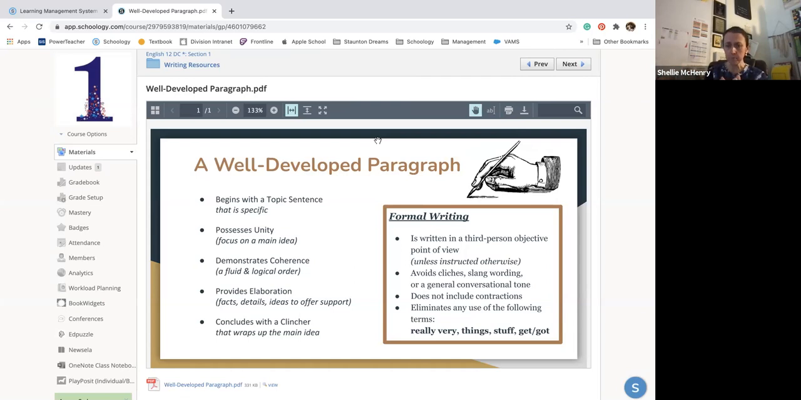Number one, a well-developed paragraph, and you'll see that abbreviation WDP, refers to, in an essay, what would be a body paragraph. So an introduction and a conclusion are a little different, but a body paragraph should be about 8 sentences. You may occasionally have a smaller paragraph if you have a very specific point, but it's not going to have a lot of elaboration and development, but it's such a unique point that it needs its own paragraph.